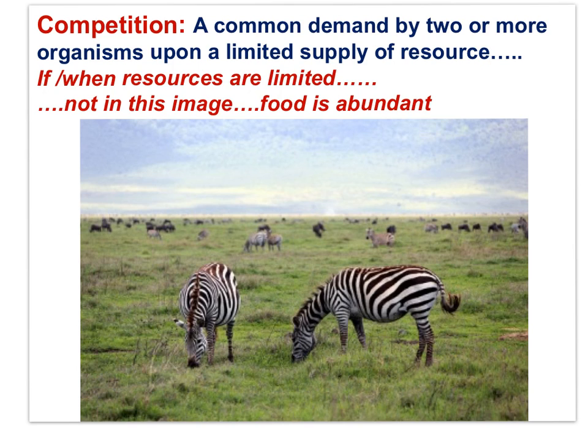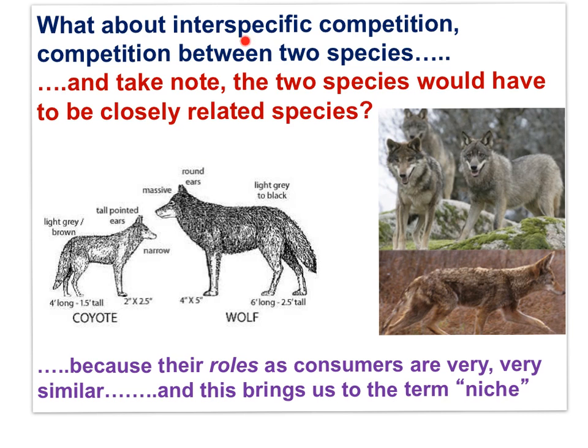The zebras compete with each other for food, but only if the food supply is limited, which it is not in this image. In this season, there is enough for all of the zebra in the population such that intraspecific competition is not very intense. Now, interspecific competition is competition between two different species, like the wolf and the coyote. But if there's going to be interspecific competition, the two species must be closely related. Why? Because in order to compete, their role in the food chain would have to be very, very similar.